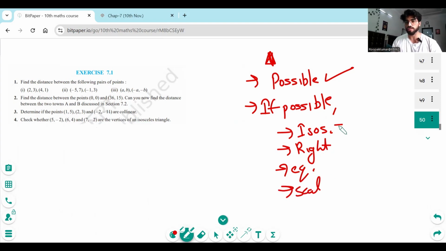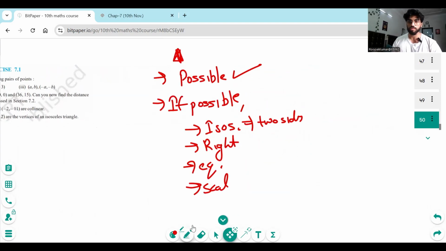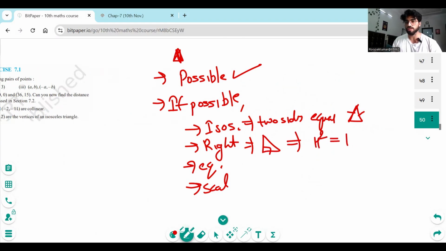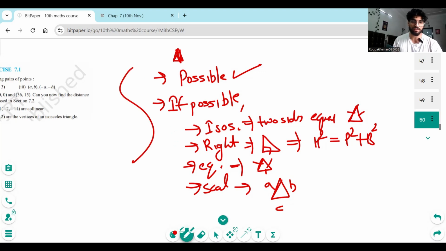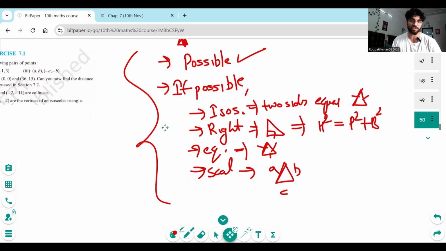In the isosceles triangle, two sides will be equal. Any two sides, be it this one, this one, or this one. Right triangle, if the square of one side is equal to the sum of the squares of the two other sides, it will be a right triangle. Equilateral triangle, all the three sides are equal. Scalene triangle, all are different. So these things it can ask in these questions. Triangle possibility, first of all.